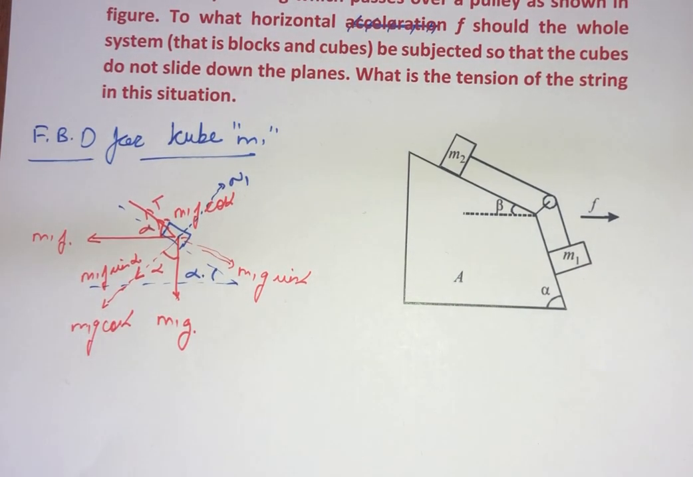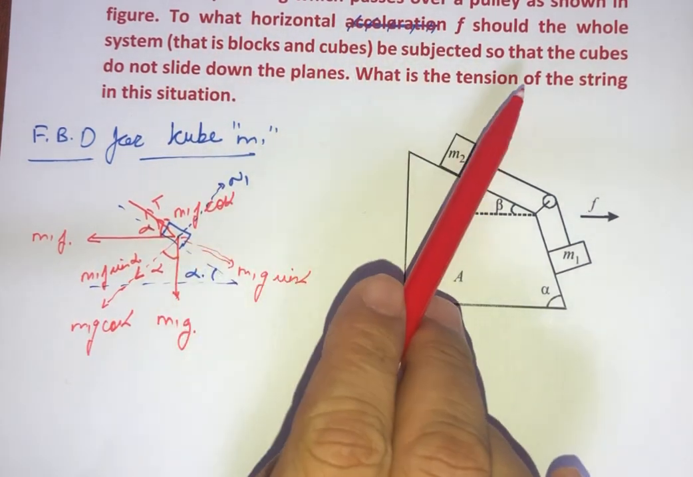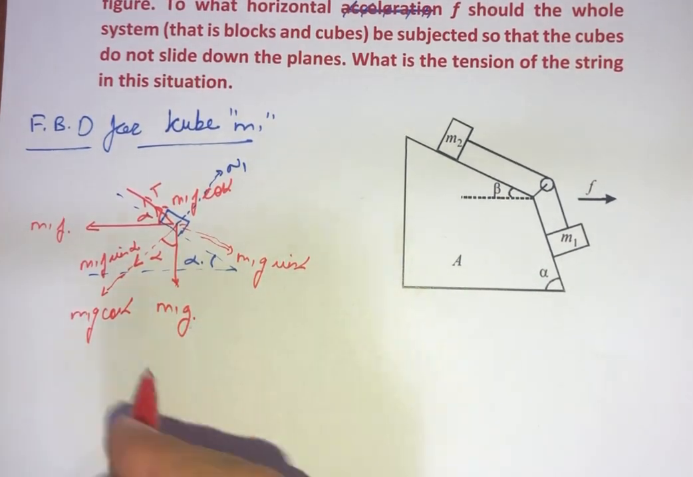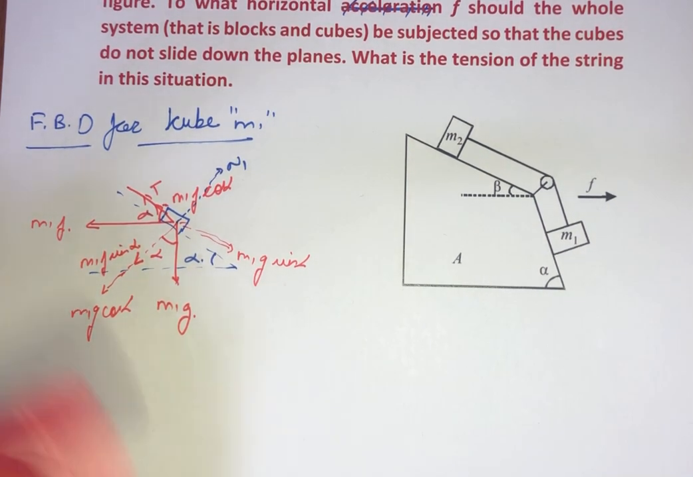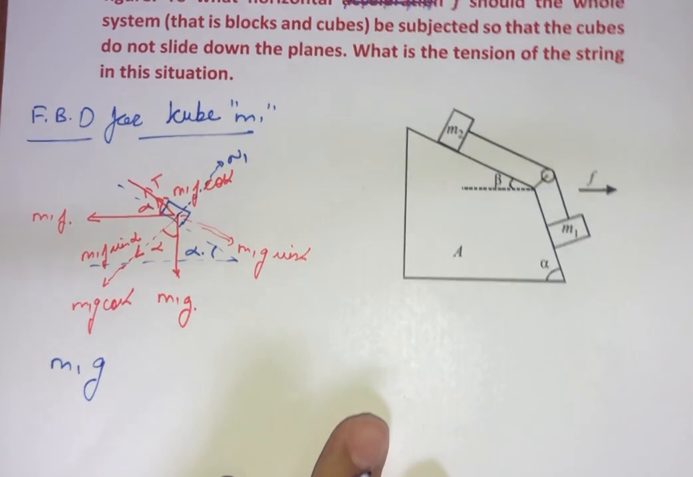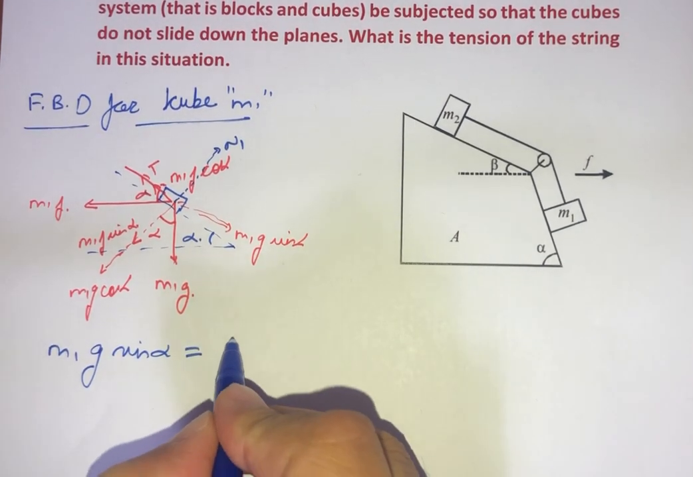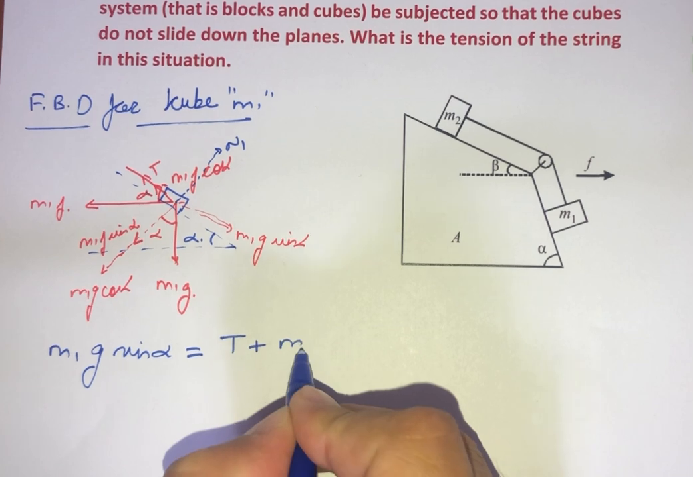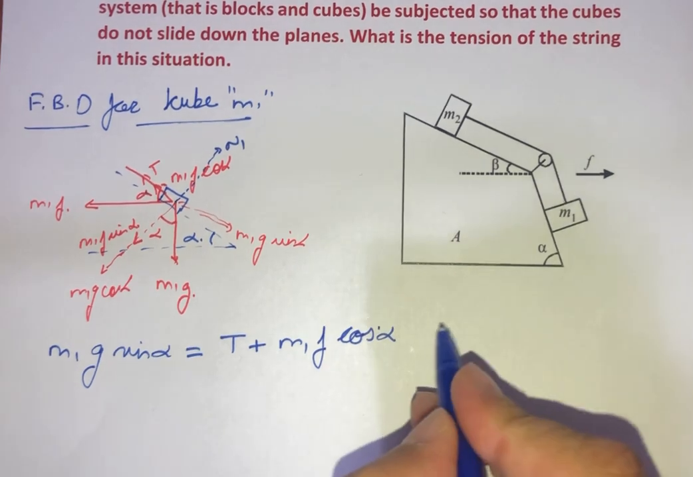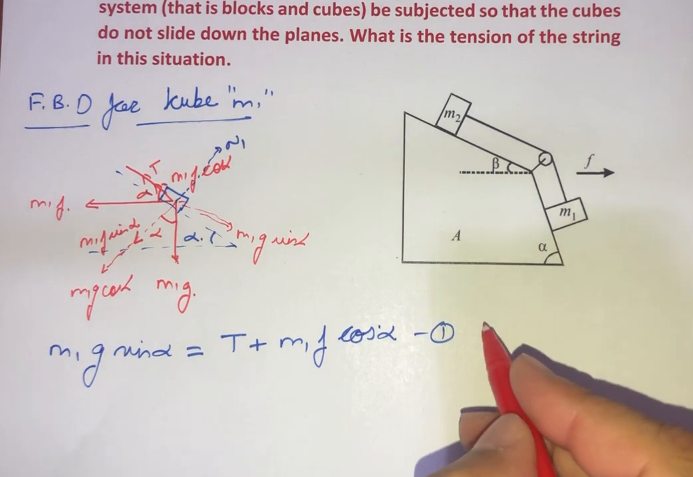It is said that the cubes do not slide on the plane. So from this free body diagram, we can say that m1g sin alpha is equal to T plus m1f cos alpha. Let us call this equation 1, and this is in the direction of the motion.